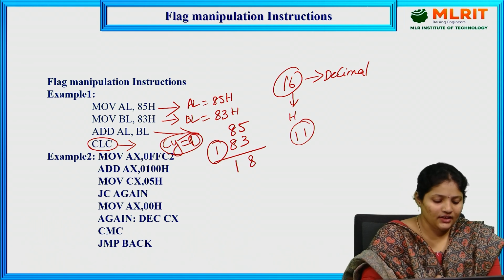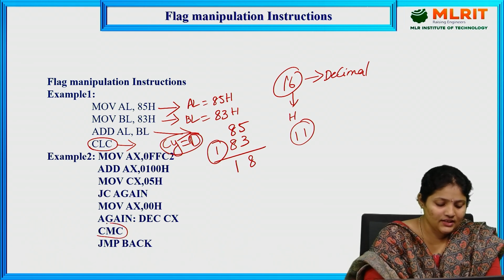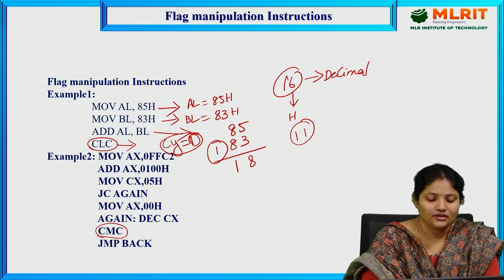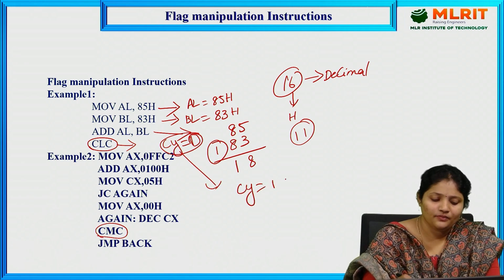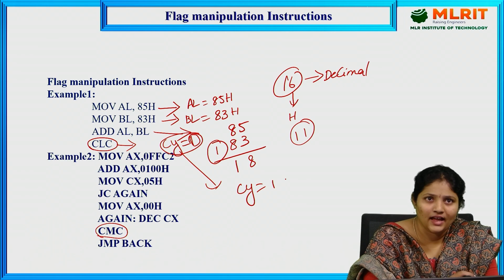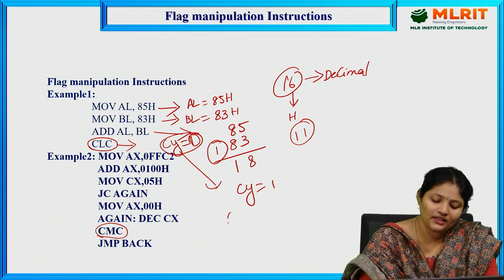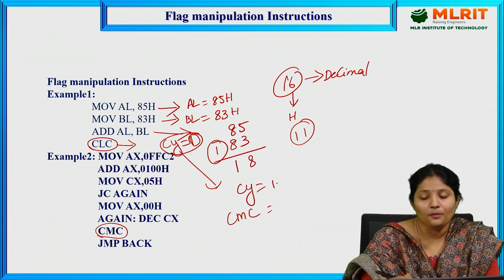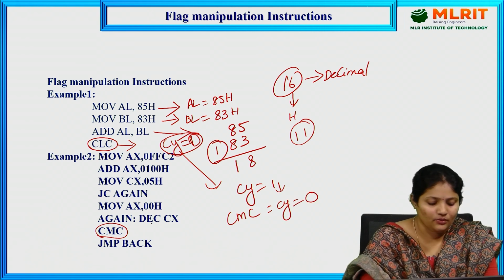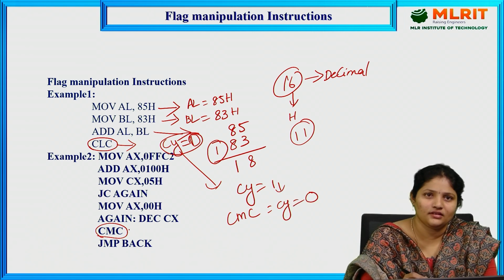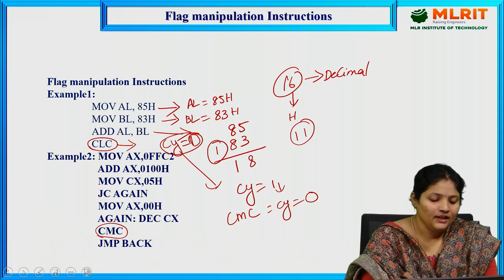Next, coming to the next program, here CMC. CMC means complement carry. If we get the carry as 1, either you can clear the carry flag or you can complement it. So while we are complementing here, the carry flag is 1, and now it will become 0 because of the complement carry instruction. Okay. Next.